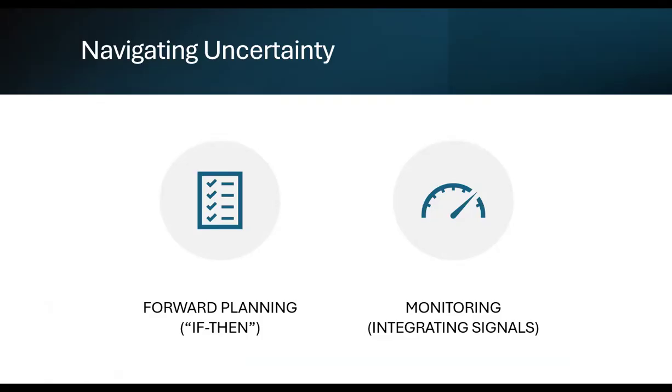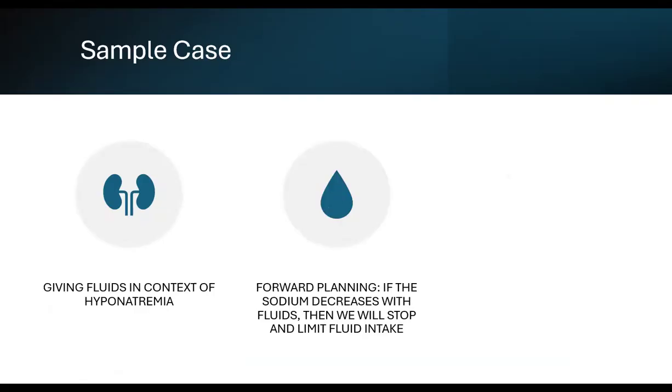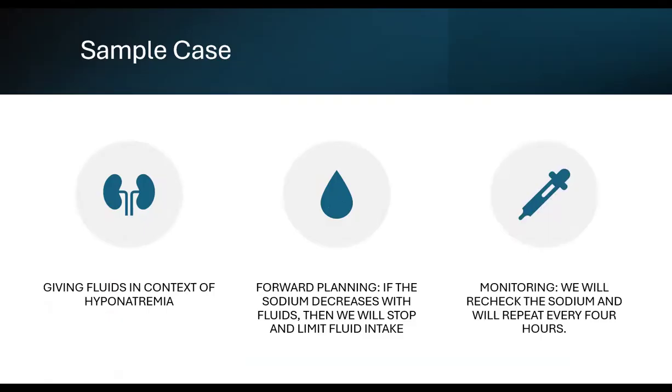And so by highlighting or signposting this to learners, we allow them to see that these are actually concrete skills that they can learn to navigate uncertainty. So for example, there's the classic case of what to do in the context of hyponatremia. Do we give fluids? Do we restrict fluids? And so a way to model the uncertainty of this type of situation could be to say, well, if the sodium decreases after giving a small bolus of fluids, then we'll stop and we'll actually fluid restrict them. And for monitoring, we'll recheck the sodium after the fluids are given, and maybe we'll repeat the test every 4 hours until it gets to a safer range.